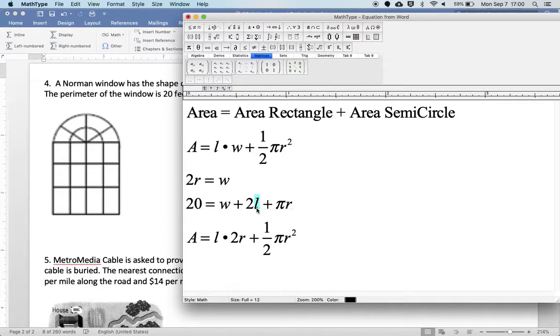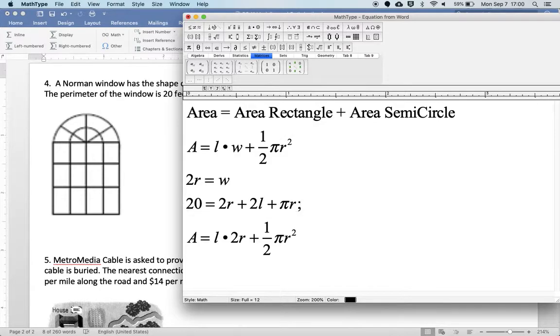Well, there's an L. There's also W. But I'm going to make that substitution from above, that W is equal to 2r. We do have like terms here where we've got 2r plus pi r. However, because of the pi, I'm just going to leave that as is. We're going to solve this for L.